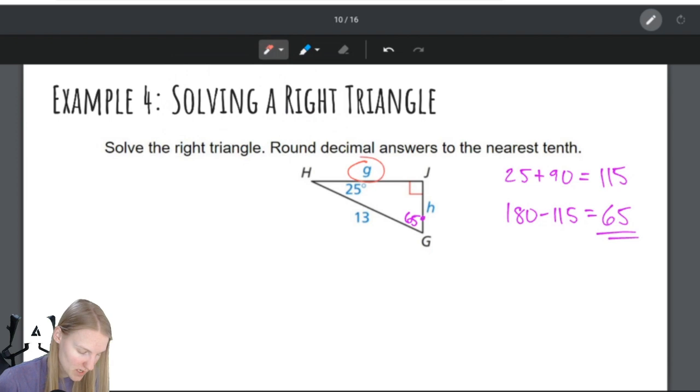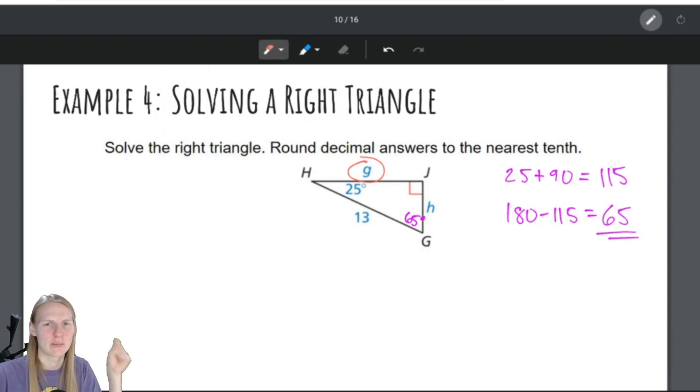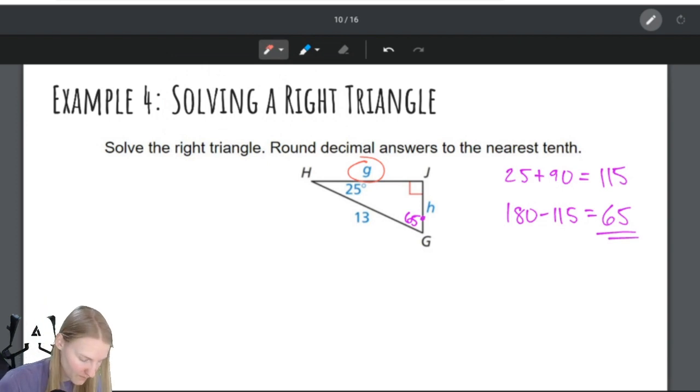Let's do G. I want to look at G. Okay, so I can't use the Pythagorean theorem because I only have one side. Pythagorean theorem, if I'm going to solve with it, I need 2 of the sides. So, I'm going to have to use my trig. If this is my angle, this is my hypotenuse, always, because it's opposite the 90-degree angle.